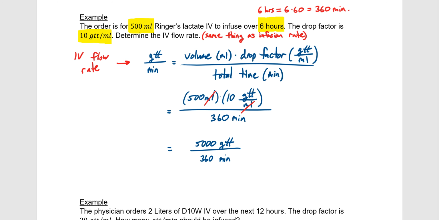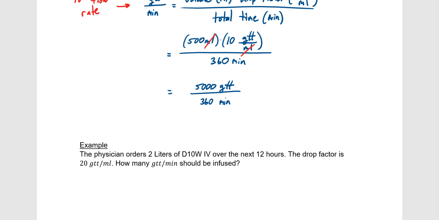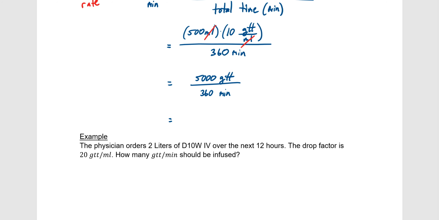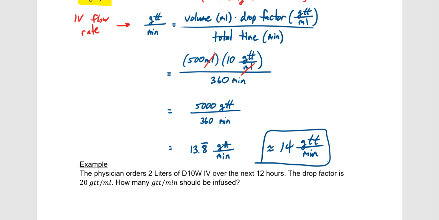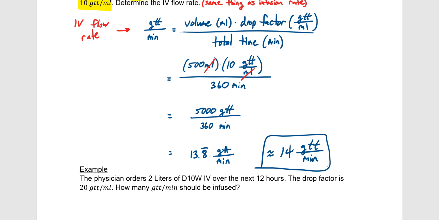And lastly, dividing 5,000 by 360, we actually get a repeated decimal of 13.8 repeating. And we have to remember that we're rounding that to the nearest whole number, which is going to be 14. So the IV infusion rate, or the IV flow rate, is going to be 14 drops per minute.